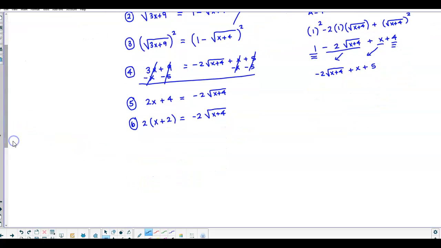And what I mean by that is, since we factored out the 2, we can divide both sides by positive 2. And so what we end up getting now is x plus 2, which is equal to negative 2 divided by 2, which gives you negative 1 times the square root of x plus 4. And now we're going to repeat the step again by getting rid of this radical by squaring both sides of the equation. So we're going to square the left side, and then we're going to square the right side.